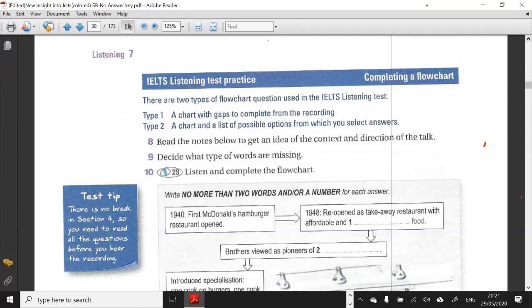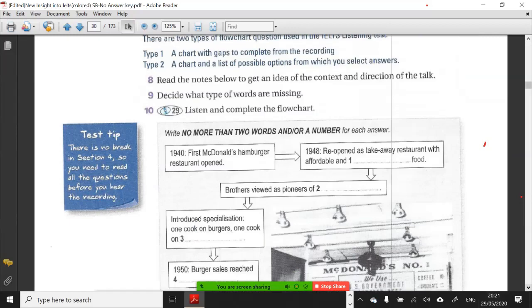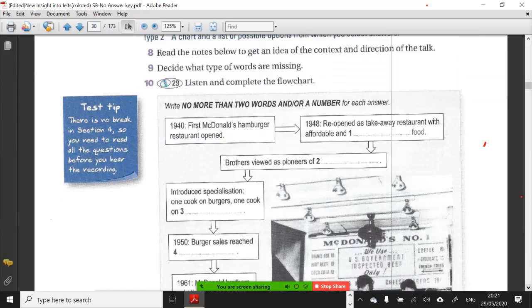Question number 8, read the notes below to get an idea of the context and direction of the talk. 9, decide what type of words are missing. Number 10, listen and complete the flow chart. Okay. Before we listen, we will complete question number 8 and 9. We will look at the text and we will see what kind of words are missing.